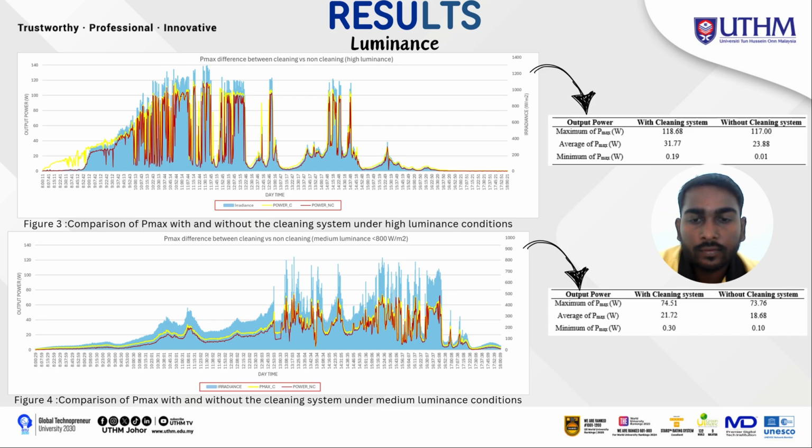The second graph, figure 4, we can consider a medium luminance day, which is less than 800 watt per meter square. The output power for the cleaning and non-cleaning system is low. But as you can see, even though the irradiance is low, with the cleaning system the yellow line still shows a slightly higher power output. On the right hand side, we can see the output power for the high luminance and medium luminance day. To conclude, the cleaning system still produces a slightly higher output compared to the non-cleaning system, whether it is a high luminance or medium luminance day.